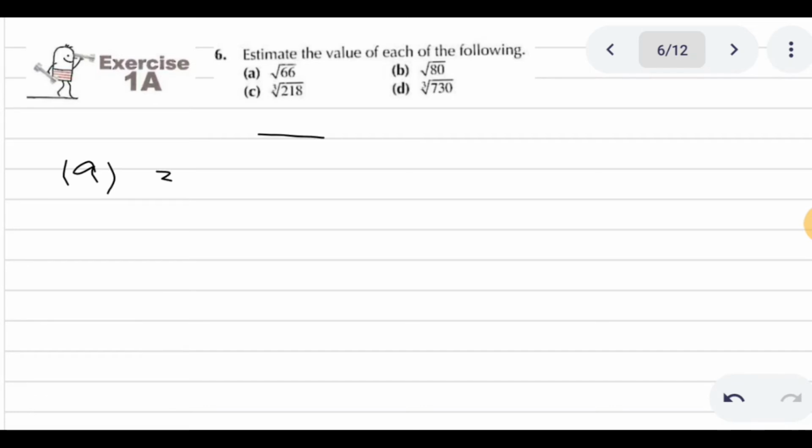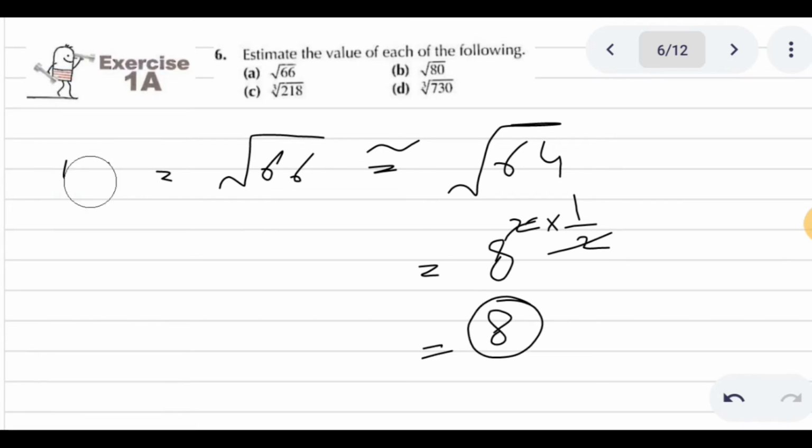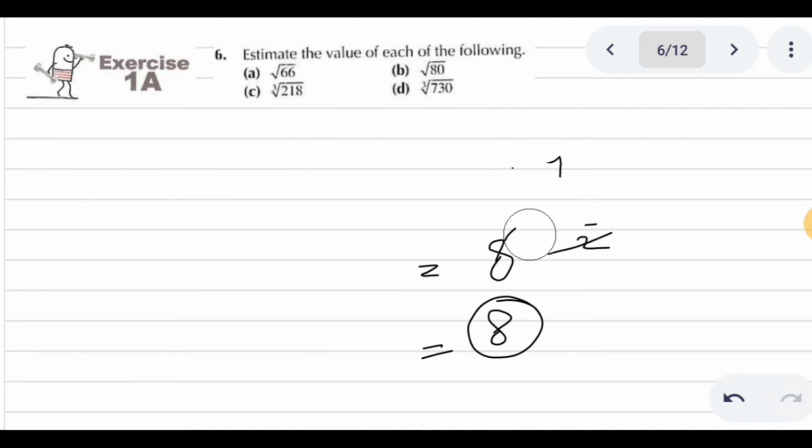So it is 8 8s are 64. So that number is 8. So we can estimate, or we can say that it is very near to root 64. So its answer will be 8.